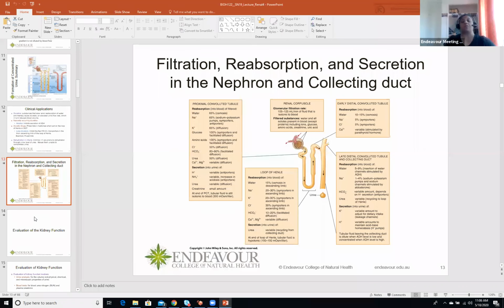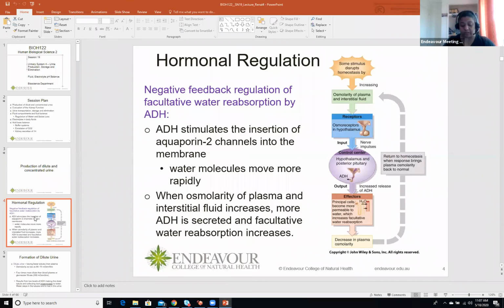So all this concentration of urine, the formation of urine, is actually regulated by some hormones, particularly the antidiuretic hormone. Anti means opposing. Diuresis is urination. So this hormone is something that is opposing urination. So whenever we want to form a concentrated urine, we need to reabsorb most of the water from the renal tubules.